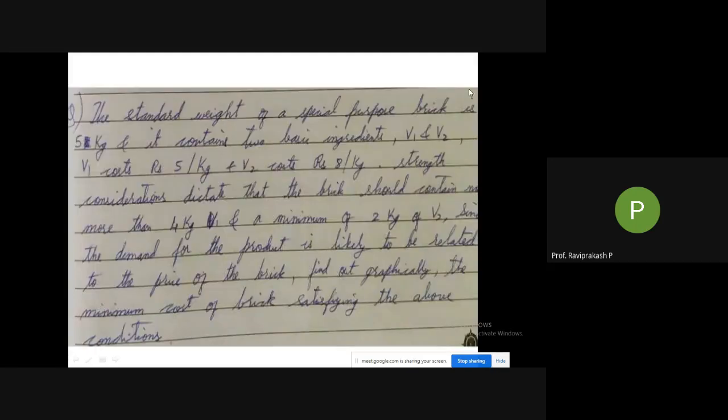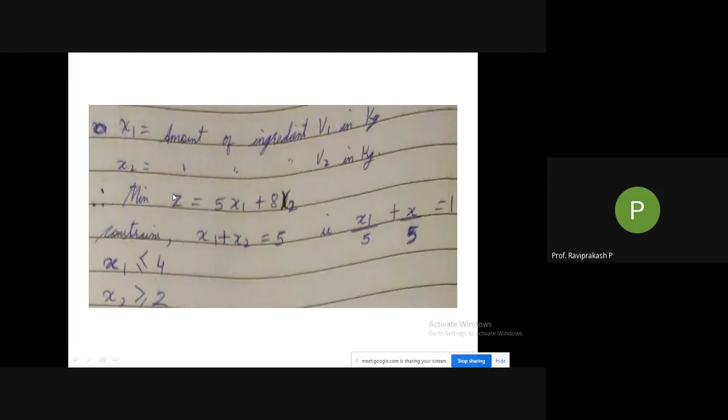They have asked you for the maximum weight. Where is it? Okay, see here. The standard weight of a special purpose brick is 5 kg. So it should be less than or equal to this. Okay, so this is one of them.